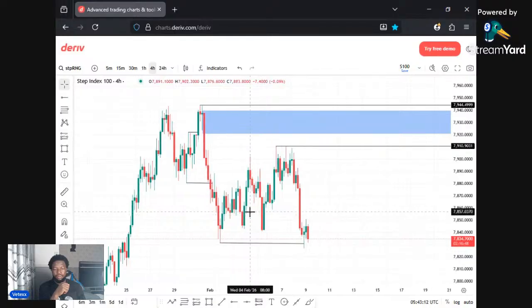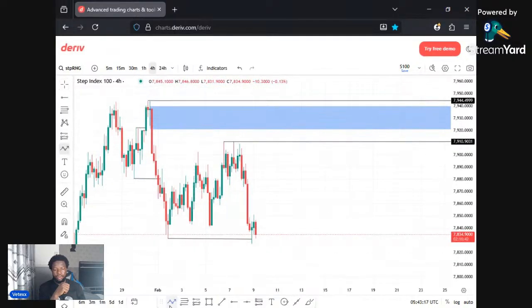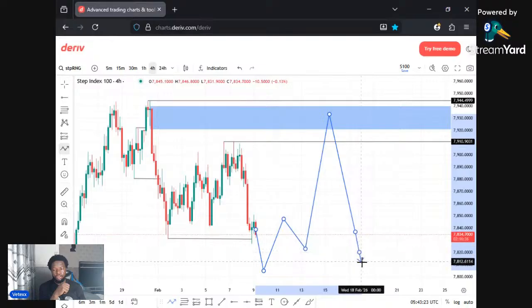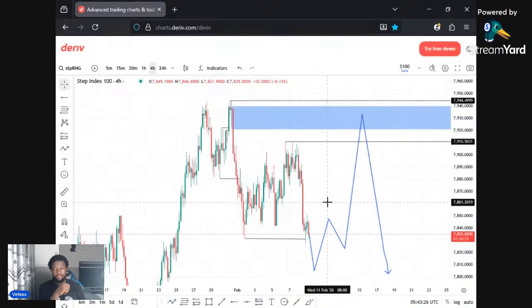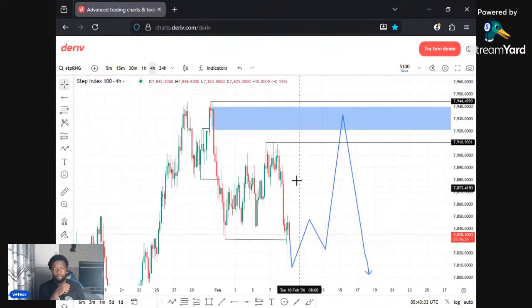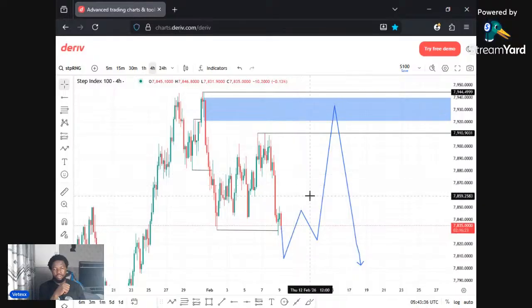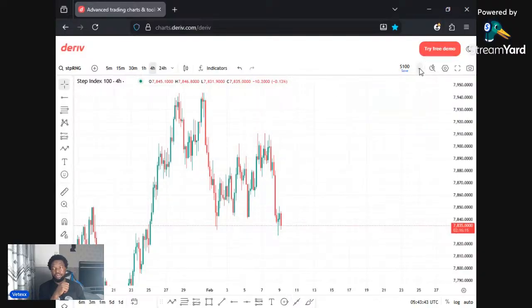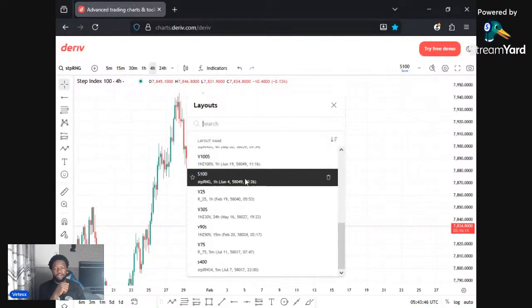So for now, we anticipate price to tap into this point of interest and move in the opposite direction. This is what we are anticipating on Step 100. Since it hasn't done that, we'll sit on our hands and watch for it to play out. The next we have is V25.